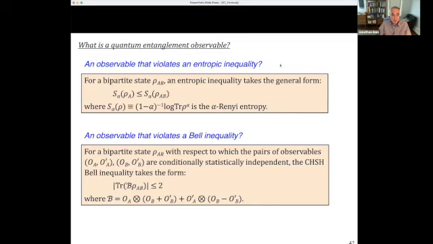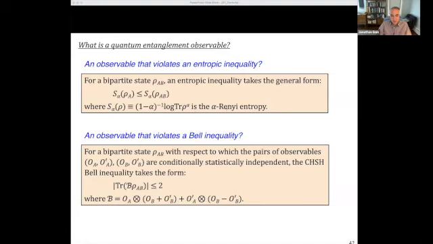In particular, if we think we haven't identified the appropriate quantum entanglement observable, we might at this point step back and ask ourselves exactly what is a quantum entanglement observable that could possibly be dual to a topological observable. We should be aware that the answer to this question can take one of two forms. One way to answer is in terms of an observable that violates an entropic inequality. For a bipartite state, density operator state rho sub AB, an entropic inequality takes this general form: S sub alpha of rho A is less than or equal to S sub alpha of rho AB, where S sub alpha of rho is what's called the alpha Rényi entropy associated with density operator rho.